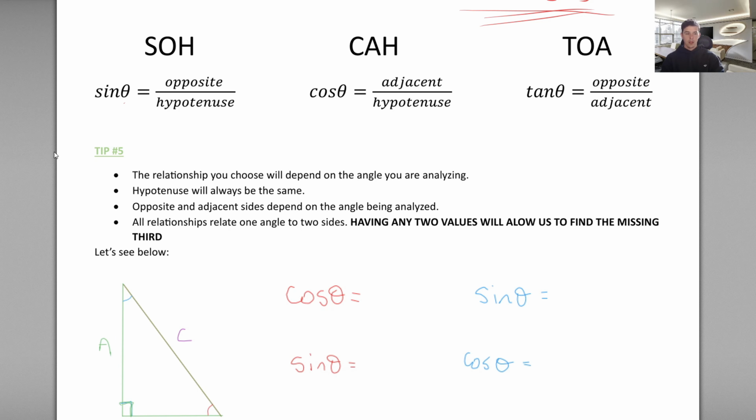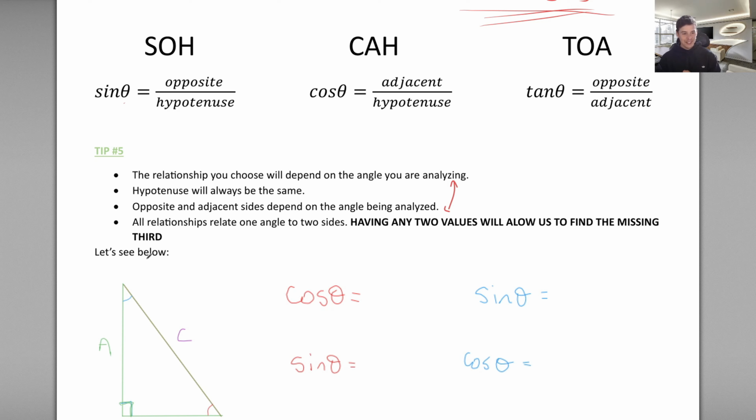Tip 5 here: the relationship you choose will depend on the angle you are analyzing. I said that before, but it's very important for you to know, therefore I just repeated it. The hypotenuse will always be the same, okay, we know that. Opposite and adjacent sides depend on the angle being analyzed. So that's the same thing as this. It's so important that I needed to write it twice.